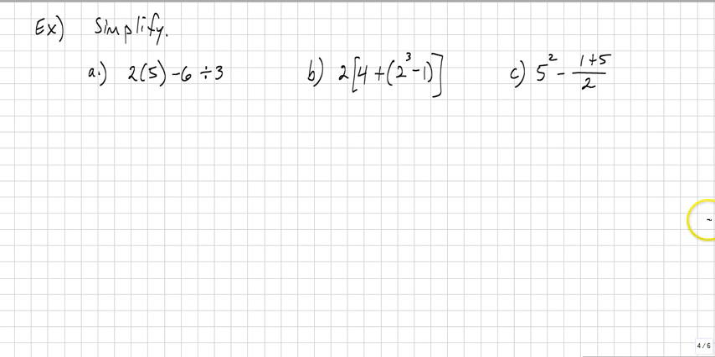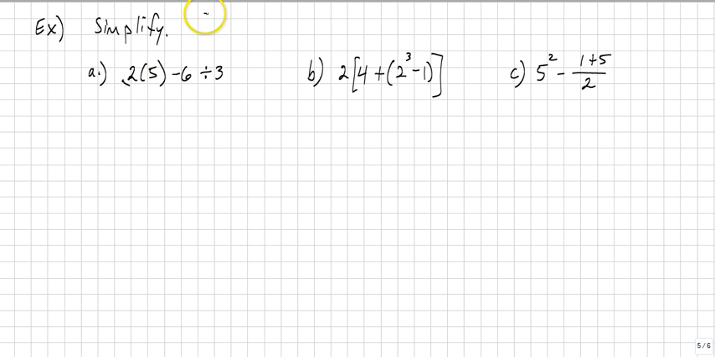All right, so let's give it a try. So we have 2 times 5 minus 6 divided by 3. So we do have a set of parentheses, but there's just a 5 sitting in there. There's nothing to do with that 5. It's minding its own business. So we move on to exponents, but there aren't any exponents other than to the first power, which doesn't change anything. So all we need to care about are multiplication, division, and addition, subtraction.